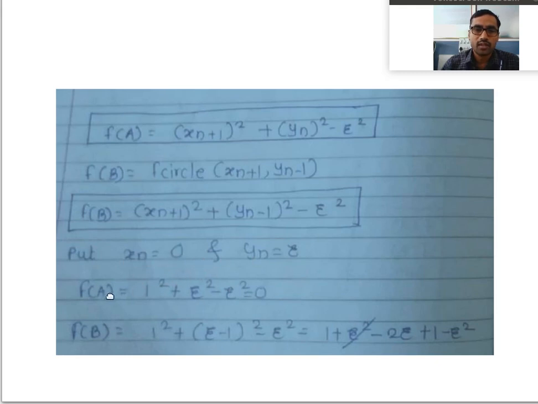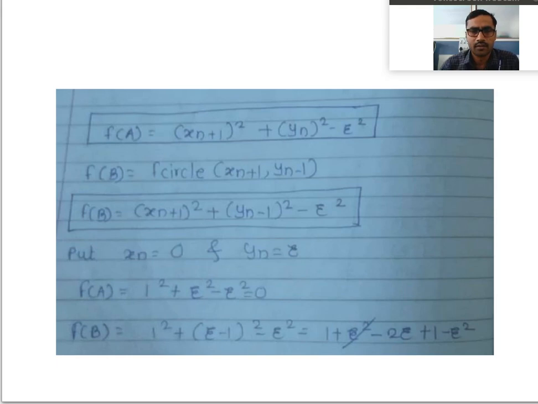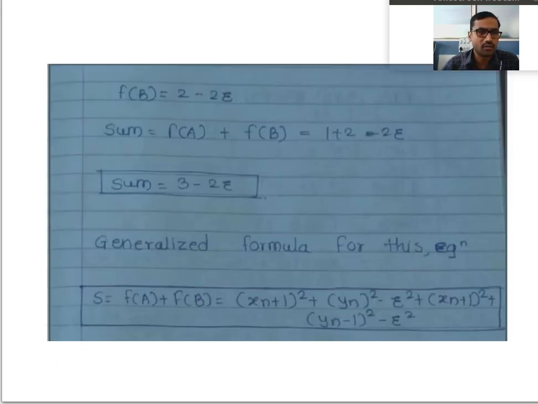Putting these values in function of A, we will get this, and for function of B we will get this particular equation. And the sum is given as 1 plus 2 minus 2r. Here it is, instead of 0 it should be 1, r square minus r square is cancelled. Here is the correction: function of A is equal to 1 and function of B is equal to 2 minus 2r, as it is given. So ultimately the sum is equal to 3 minus 2r.